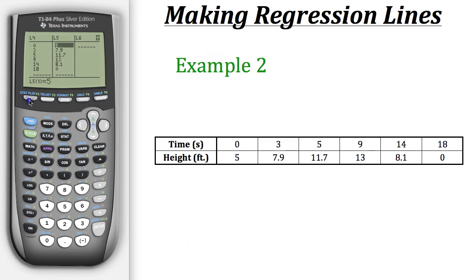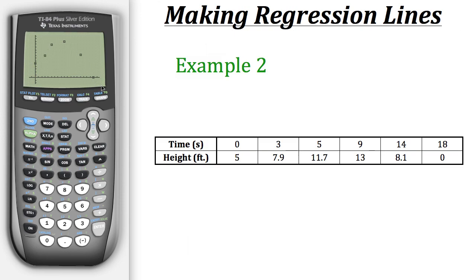So when we go to our stat plot, we'll make sure that those ones are selected. So our X list will be L4 and Y list will be L5. And then we'll graph that. So based on this scatter plot, it looks like the data points are exhibiting a parabolic type behavior. So this looks like it would be best represented by a quadratic function.